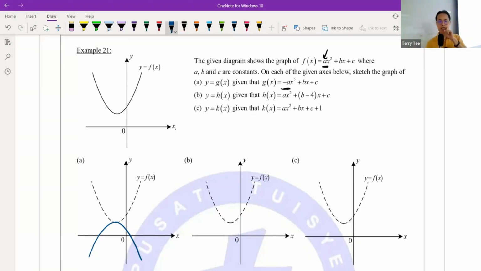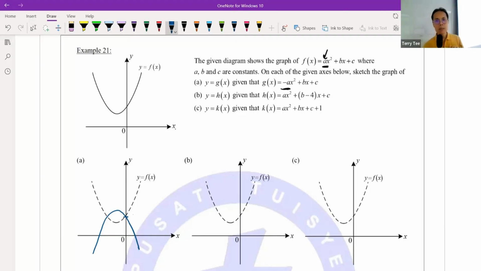Actually, there's a mistake I want to tell you about. We tend to draw it like this, which is wrong. You know why it's wrong? The C value remains unchanged. If you cut here, you know what I'm talking about? Your C remains unchanged. It's just that your A is inverted.